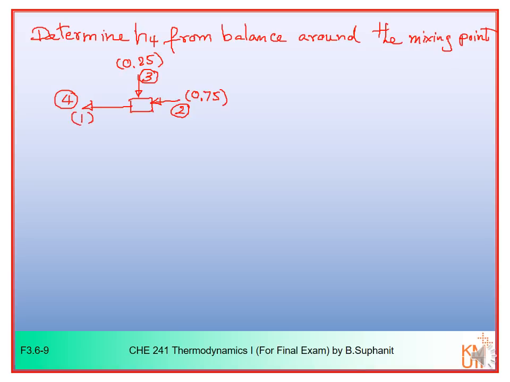Okay, so we assume that the mixing point is adiabatic. Adiabatic mixing. So it means that we don't have any heat transfer between the system and the surrounding. We can then just write the energy balance, E in equal to E out. So we have M2 H2 plus M3 H3 equal to M4 H4.